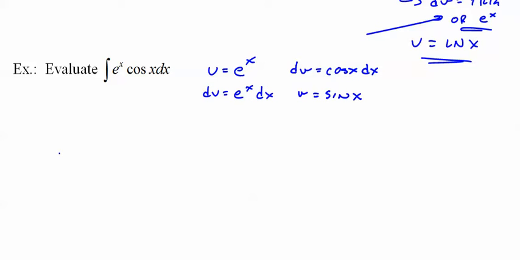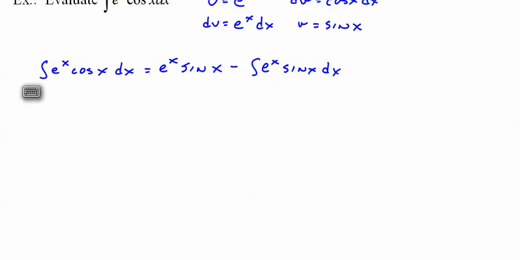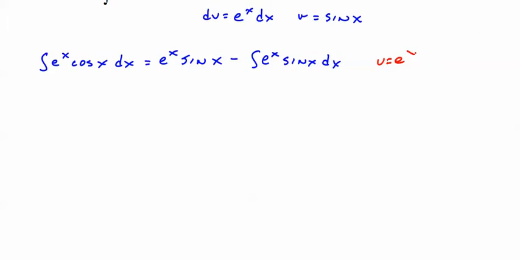So we get integral of e to the x cosine of x dx equals e to the x sine of x minus integral e to the x sine of x dx. You say, oh, that didn't really help. We have to do it all again. To which I say, yes, you do. u equals e to the x, du equals e to the x dx, dv equals sine of x dx, v equals negative cosine of x.